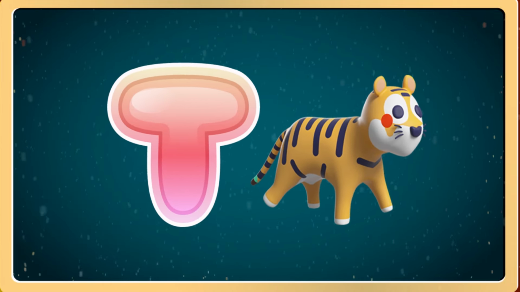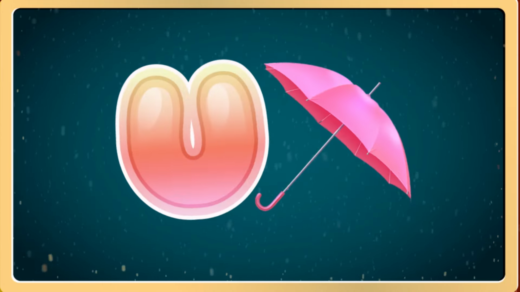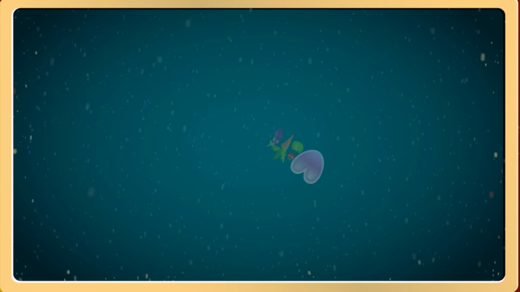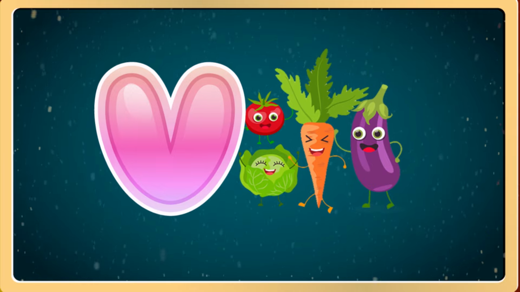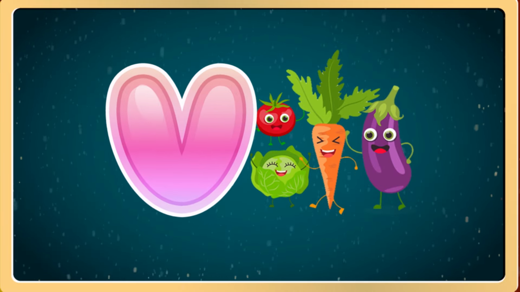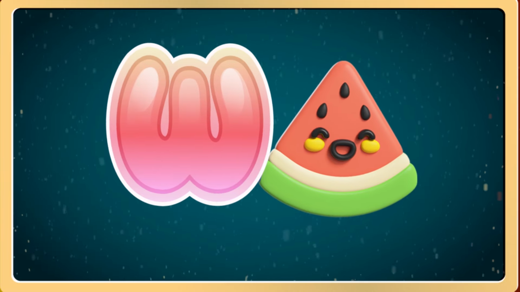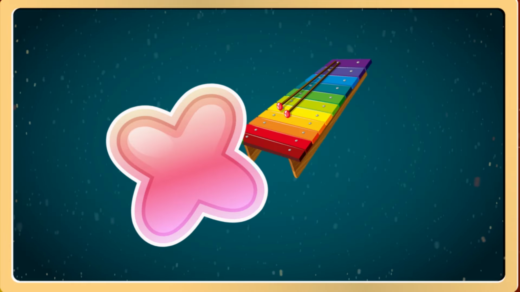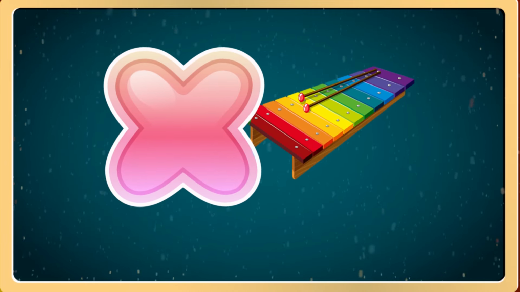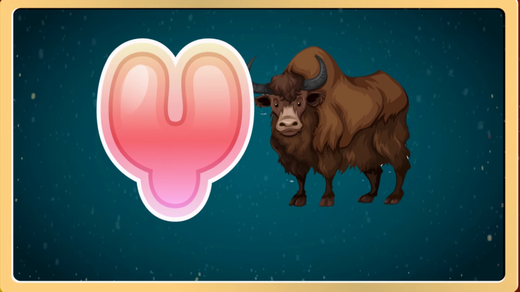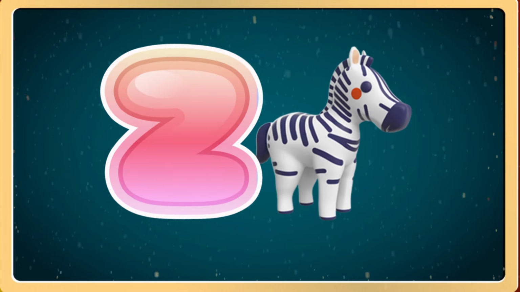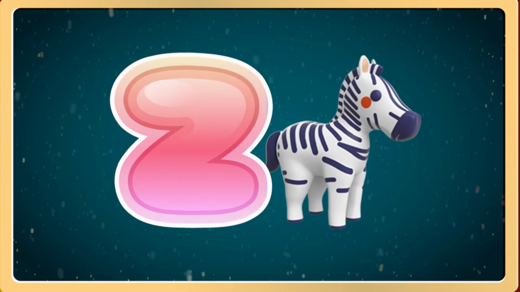T for tiger. U for umbrella. V for vegetable. W for watermelon. X for xylophone. Y for yak. Z for zebra.